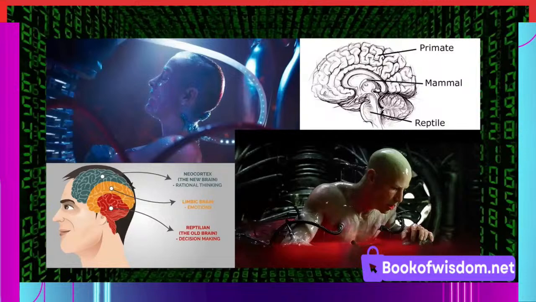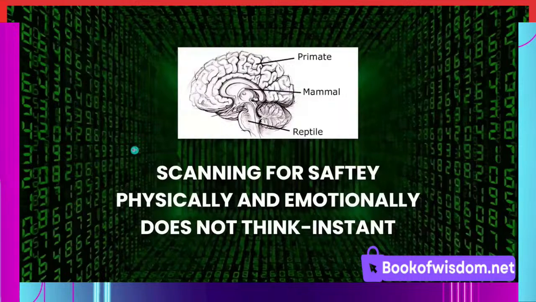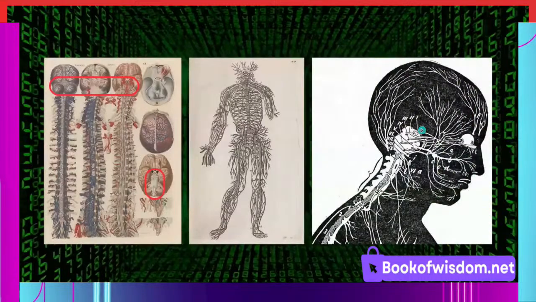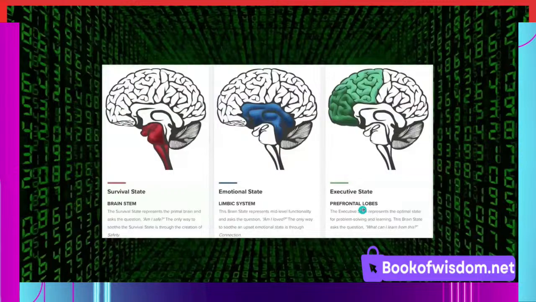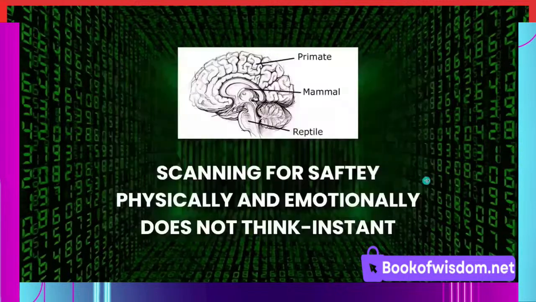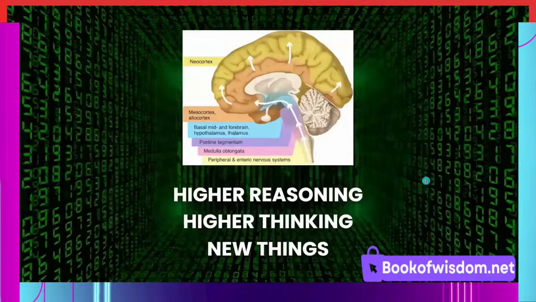And the body is also a womb where you can be born again outside of this body by raising your consciousness, by awakening the neocortex. This is why Neo is called Neo, because it represents the neocortex. This is the higher aspect of our brain. This is all to do with new things, higher reasoning, higher thinking, new learning.